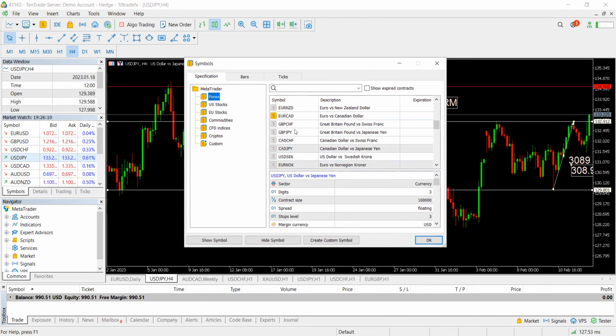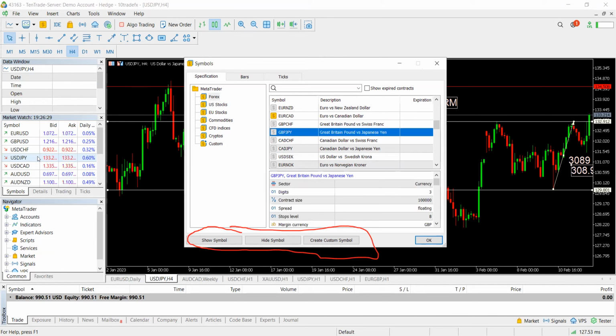So let's say I want to add GBP JPY, which is this pair. All I have to do is come here and then click on show symbol. You can click on show symbol or hide symbol, whichever one you want to do. So I want to add this symbol into the market watch so that I can trade it.